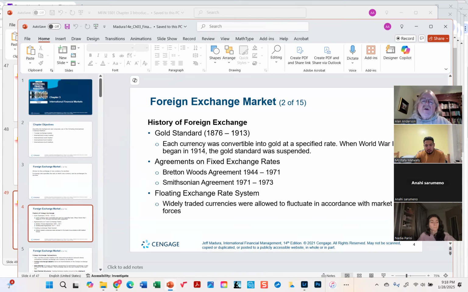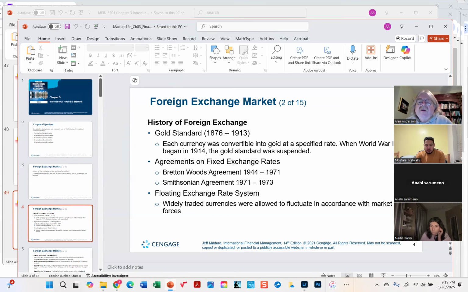And the system worked pretty well for almost 30 years, but eventually it was abandoned. It did its job, and then it wasn't really needed any longer. And so since that time, since '73, we've pretty much had almost exclusively floating exchange rates in most countries throughout the world.